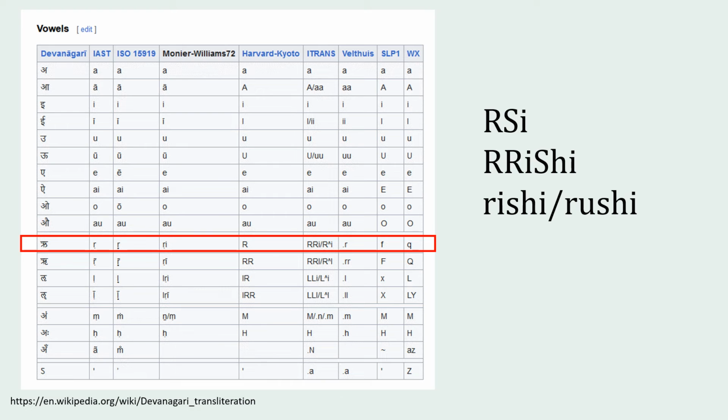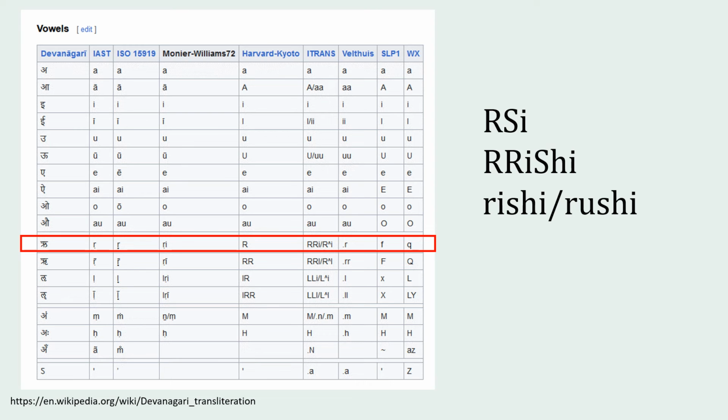As you see in the screenshot here, there is no one system. Even in transliteration, there is no one system using the Roman script or Roman symbols or English letters. So you see here in the columns, the Devanagari is in the first column, and there are other columns: IAST, ISO 15919, Monier Williams 72, Harvard Kyoto, etc. These are the names of the transliteration systems. Each transliteration system has evolved, and it has its own symbol for a certain symbol or letter in Devanagari.